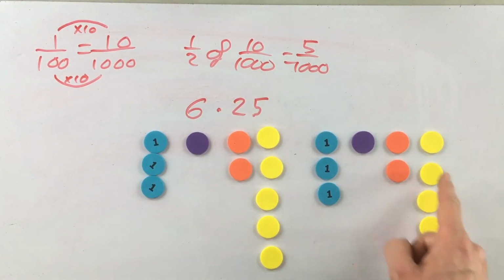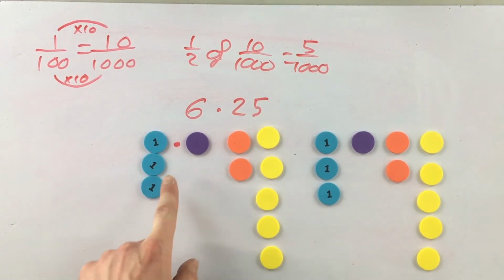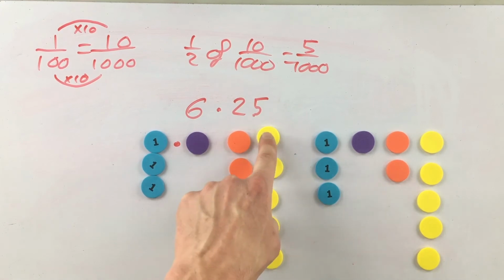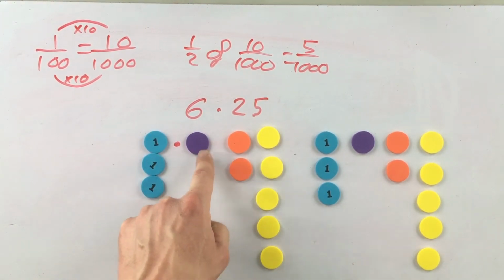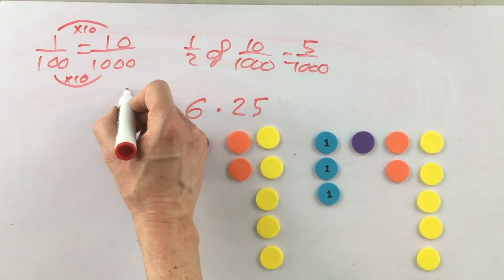So you can see that half of 6.25 will be 3.125. 3 whole ones, 1/10, 2 hundredths, and 5 thousandths.